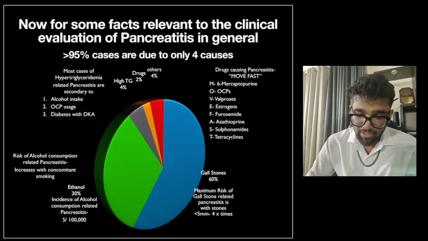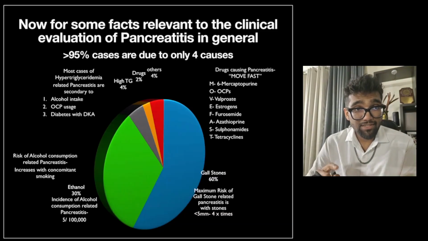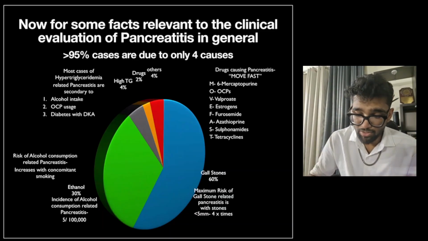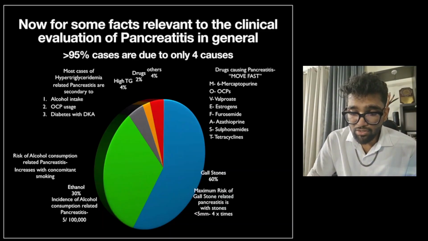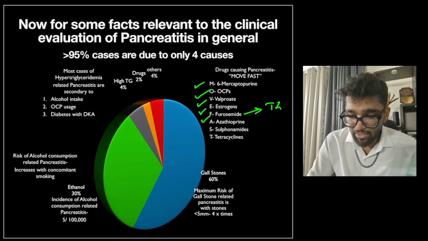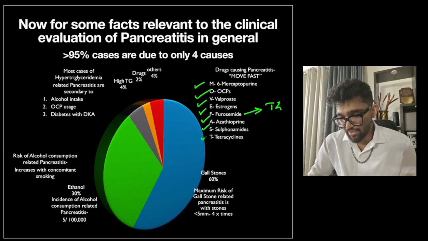And the important thing is that thiazide diuretics can cause it technically by causing hypertriglyceridemia. That is the important thing. So we've got your 6-mercaptopurine, oral contraceptive pills, valproic acid, estrogens, including OC pills, furosemide, again likely through hypertriglyceridemia, azathioprine, very importantly, sulfonamides and tetracyclines.